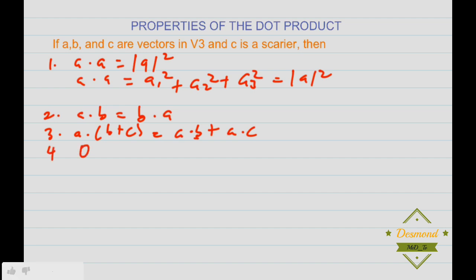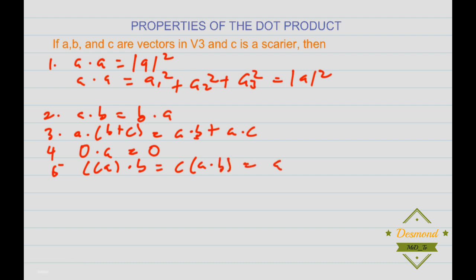0 dot A should be equal to 0. Property 5, C, which is a scalar, times A dot B, should be equal to C(A dot B), which should be equal to A dot CB.